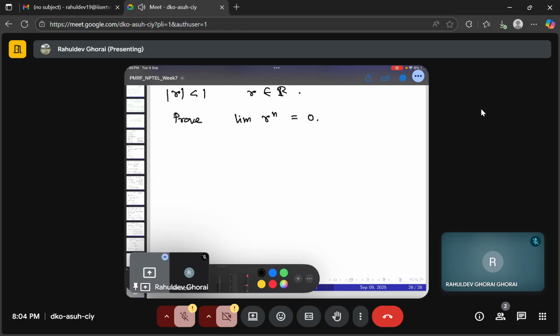Okay, case 1, r is equal to 0. r is a fixed number, n is varying. Then it's trivially true, right? Trivially true.